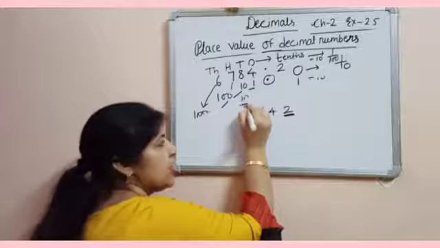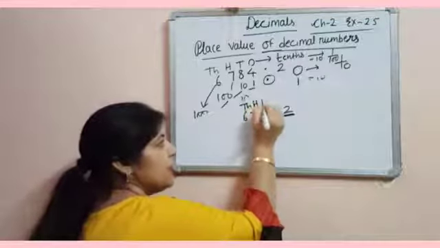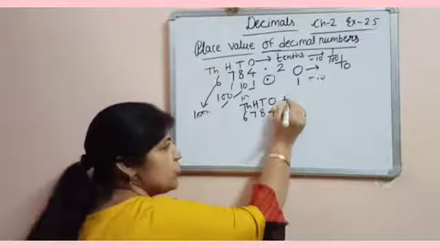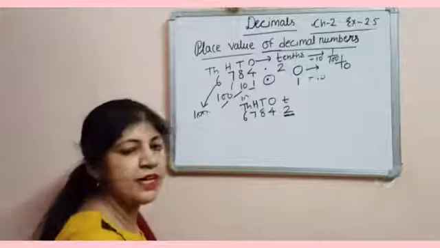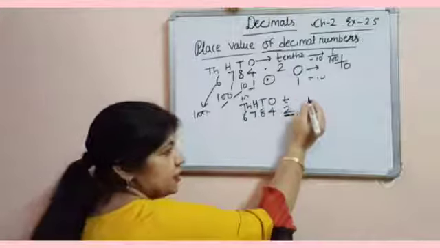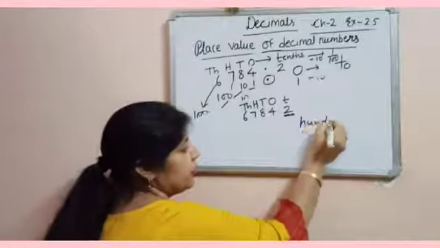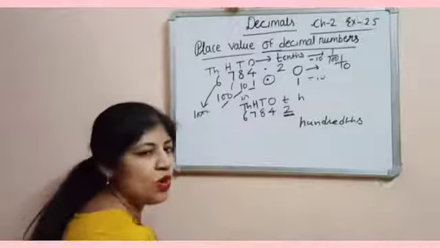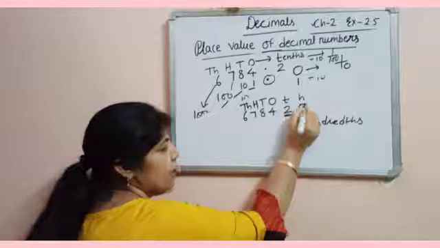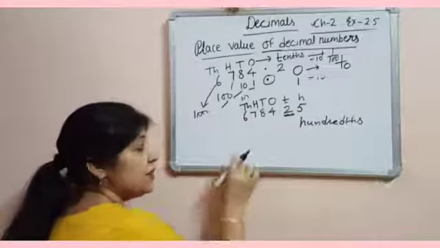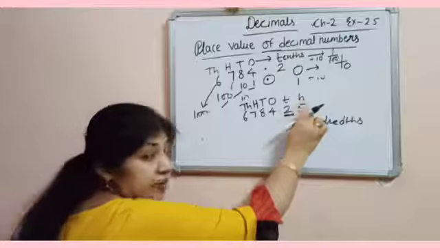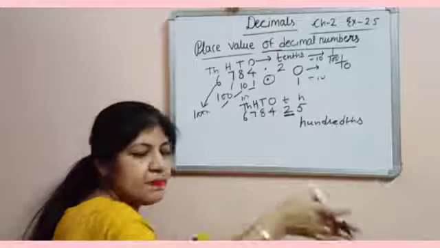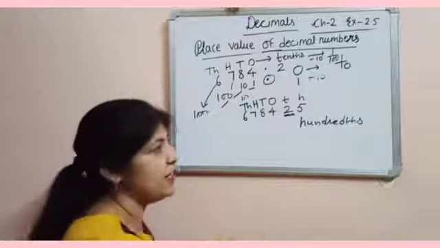So 1000, 100, tens, ones. And after the decimal, that is the 10th position, we represent it by a small letter t. Then the 100th is also represented by a small alphabet, like any digit here, 5. Clear? It means the position of 5 is at the 100th position, meaning 5 upon hundred, because the value is decreased by 10 times when we are moving towards the right hand side.